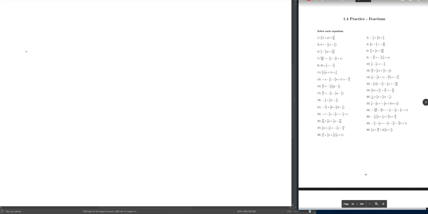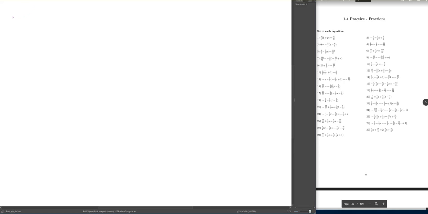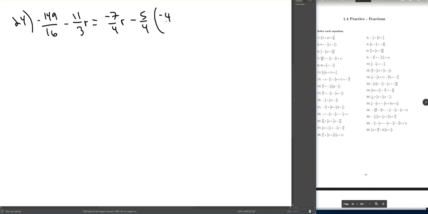Okay, so let's get this done. We're going to start with number 24. Try to get all these final problems done. 24 minus 149 over 16 minus 11 over 3r equals minus 7 over 4r minus 5 over 4 times minus 4 over 3r plus 1.